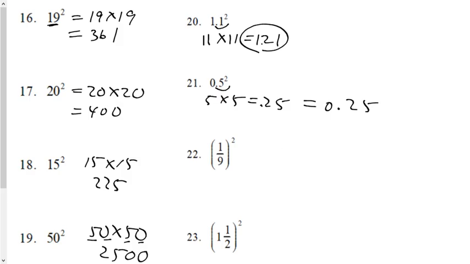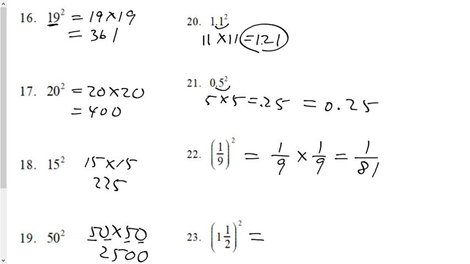1/9 squared means 1/9 multiplied by itself twice, just like this. Since it's really only a grade 8 question with multiplication of fractions, your answer is 1/81.